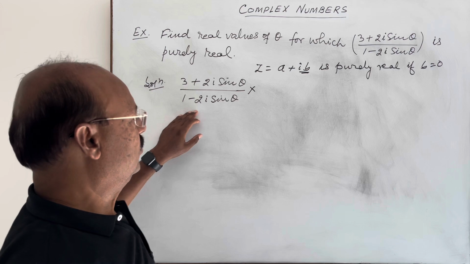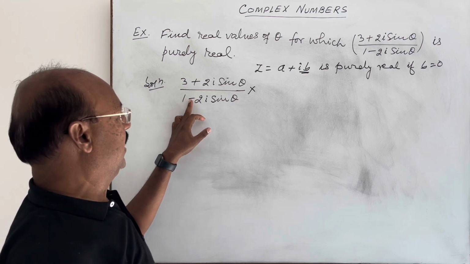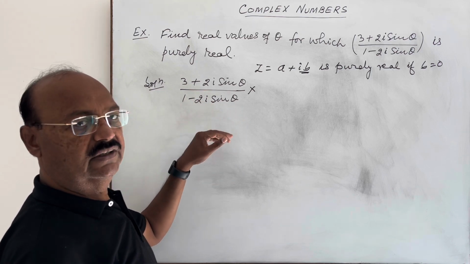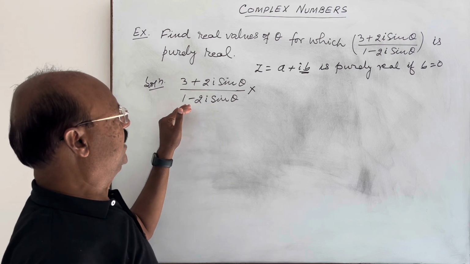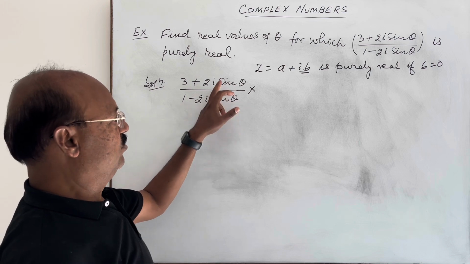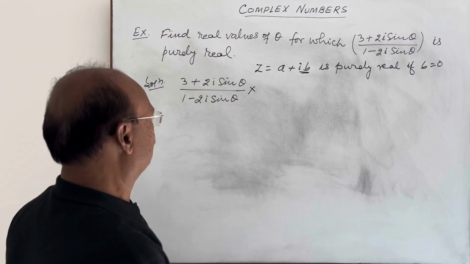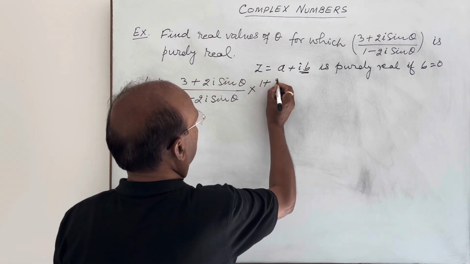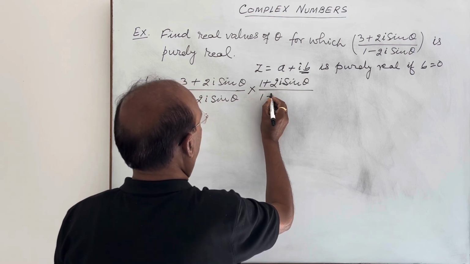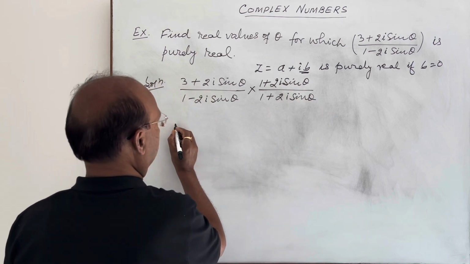How will we get the conjugate of this denominator? By simply changing the sign of the imaginary part. If this is minus 2i sin theta, we take plus 2i sin theta, and this will be the conjugate of the denominator. So the conjugate of 1 - 2i sin theta is 1 + 2i sin theta. We will multiply numerator and denominator by this conjugate, 1 + 2i sin theta, correct?